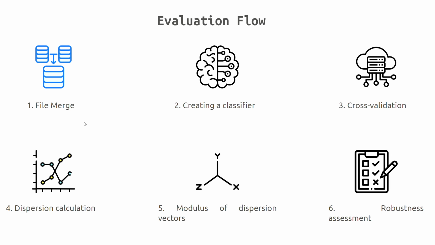Let's take a look at the evaluation flow of machine learning methods. First of all, we merge all the received encephalography files into a single dataset. Then we create an instance of an appropriate classifier from the scikit-learn library. After that, we perform cross-validation by passing the instance and merged dataset, so we can evaluate the model on different subsets of input data and obtain multiple accuracies for each metric. Then we calculate dispersions for each metric based on the obtained accuracies. Finally, we find the norm of the vector of dispersions obtained for each metric. In the end, we obtain the general dispersion that will characterize the robustness of the mathematical model.